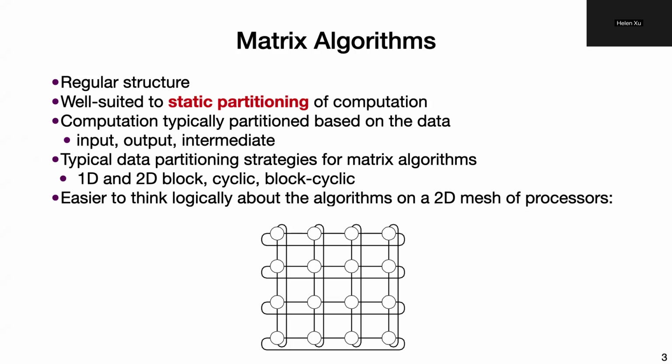The computation is usually partitioned based on the data. So you cut up your data, and that defines some partitioning of your algorithm. You have an input matrix, sometimes you have an output matrix or a vector or whatever it is, and you may have some intermediate product. There are different kinds of data partitioning strategies, and we will go through some of them. Some really common ones are called 1D and 2D, just based on which dimension you cut it along. There's also cyclic and block cyclic. And it's easier to think about the algorithms on a 2D mesh, so we're going to do that.